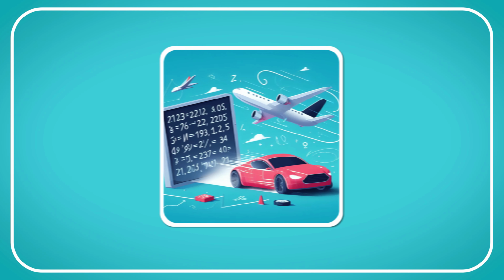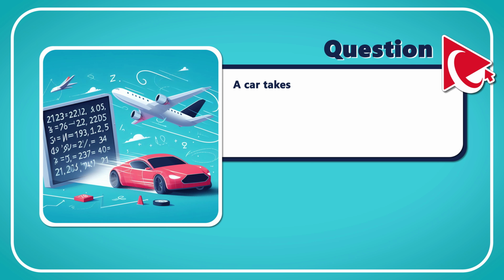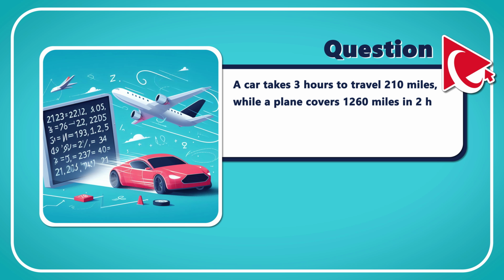With that in mind, here's the problem we need to solve. A car takes 3 hours to travel 210 miles, while a plane covers 1,260 miles in 2 hours.